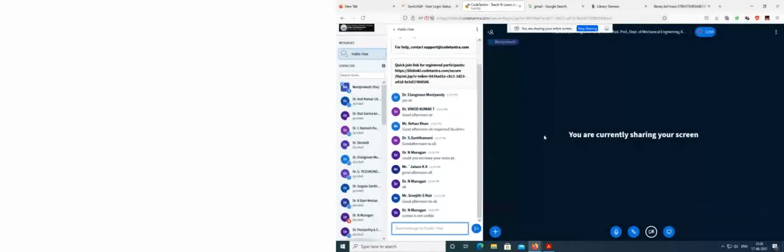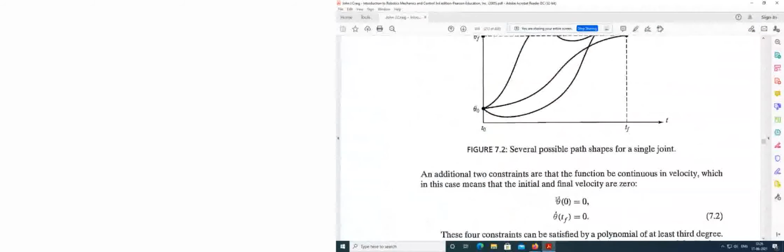Actually the velocity will be 0. The initial velocity will be 0 because while picking you will not pick while the end effector is moving, right? While picking, the end effector will be at rest, and while placing at some other position, even at that time the end effector velocity will be 0. So the constraint is the initial and the final velocities are 0.